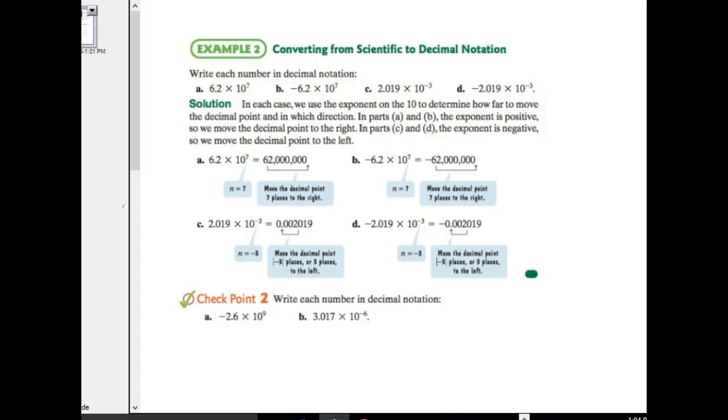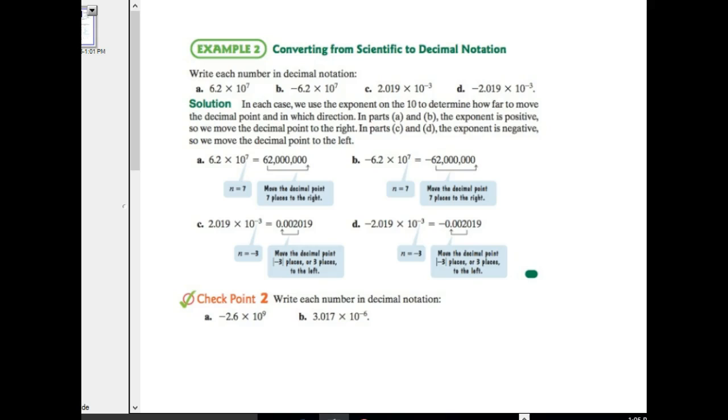Hello, we're doing the Pre-Calculus Lesson P-2, and this is example 2 found on page 23 about converting from scientific to decimal notation. There's 4 problems here. The first one is 6.2 times 10 to the 7th. The second one is negative 6.2 times 10 to the 7th. The third one is 2.019 times 10 to the minus 3 and negative 2.019 times 10 to the negative 3.